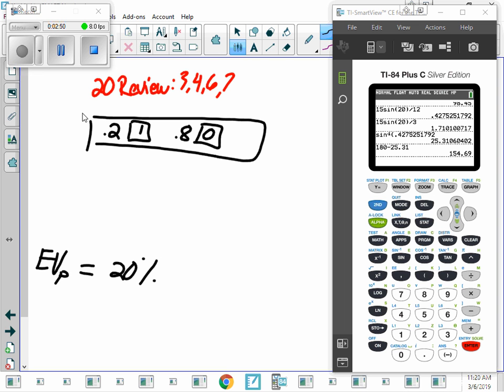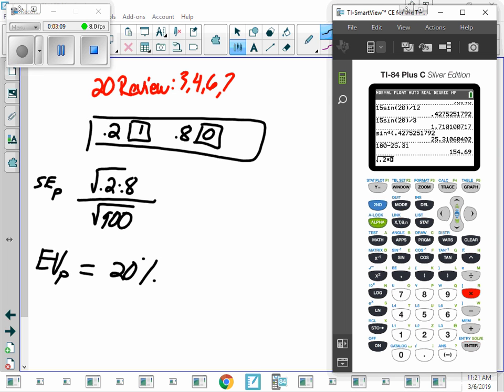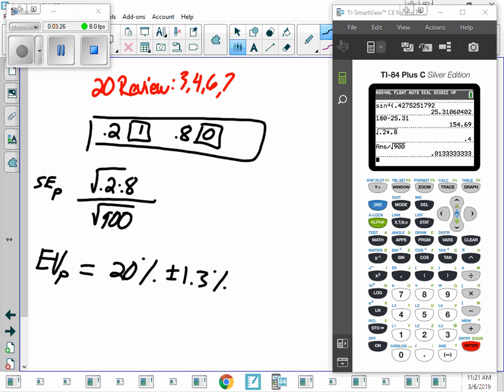So now I need to calculate the standard error for percentage, which is going to be the square root of 0.2 times 0.8 divided by the square root of the number of draws, which is 900. So the square root of 0.2 times 0.8. And again, this is the SD of the box. And I divide that by the square root of 900. And that needs to be turned into a percentage of plus or minus 1.3%. Now what do I do?